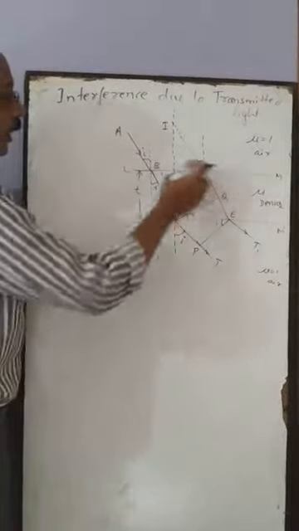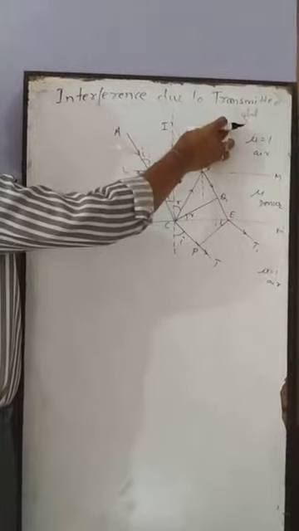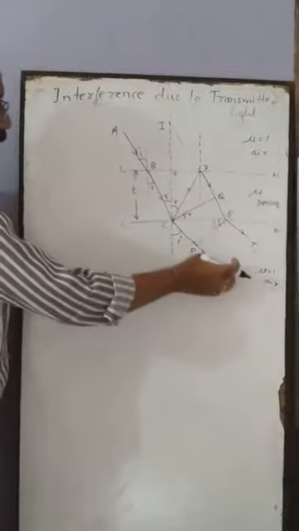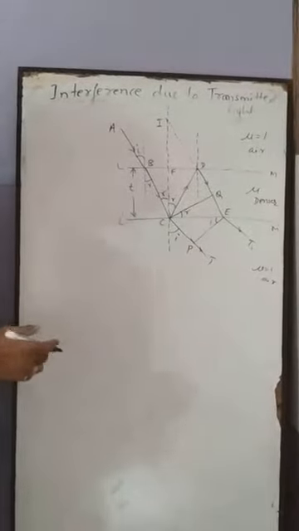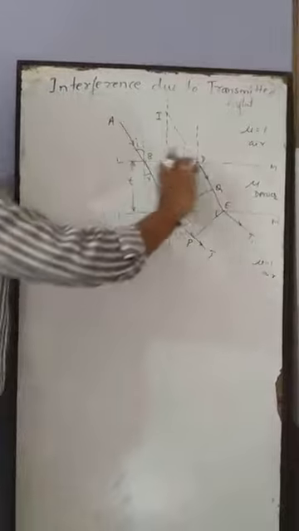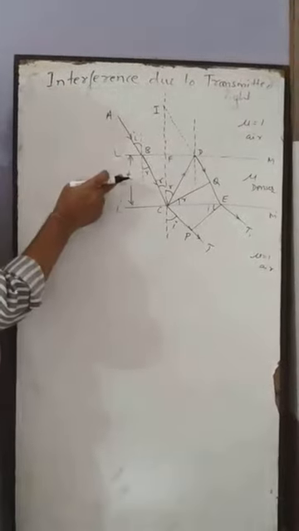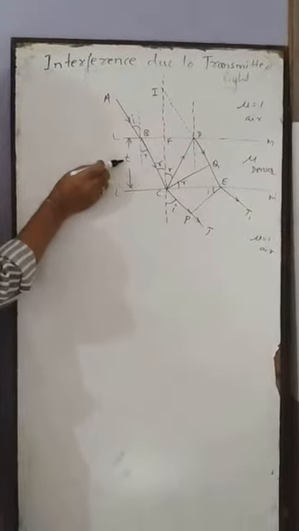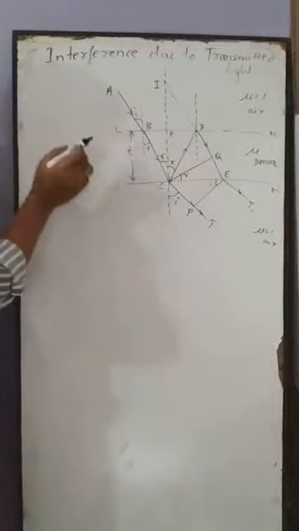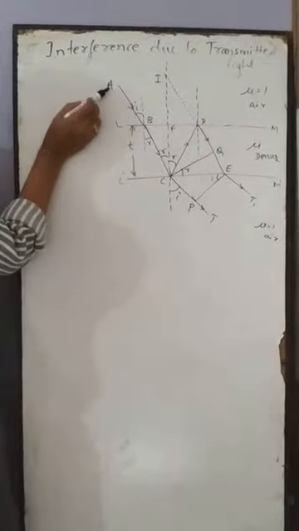This is the denser medium, and above this denser medium it is a rarer medium, and below this denser medium it is also a rarer medium. It means that it is a thin film, having thickness small t. Then a ray of light is incident from here.